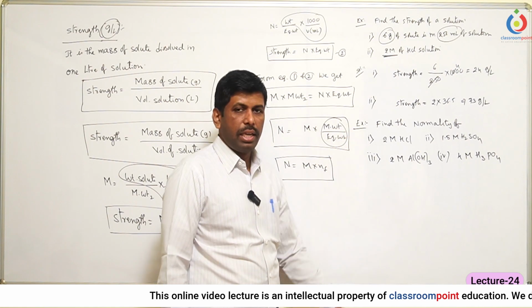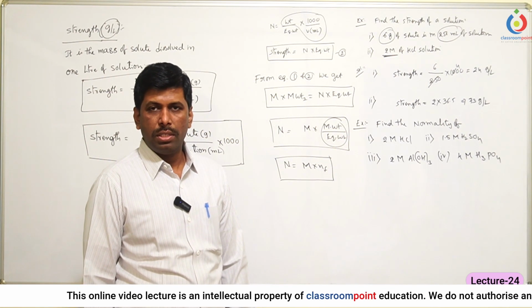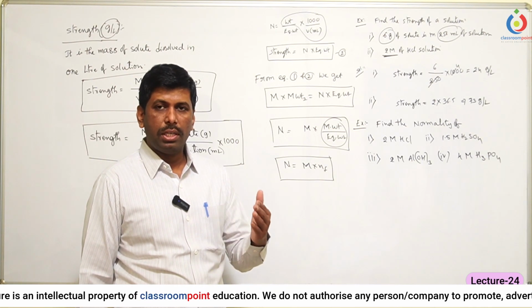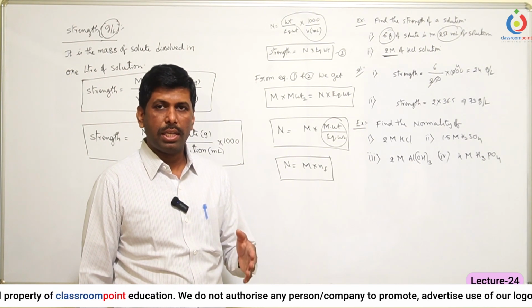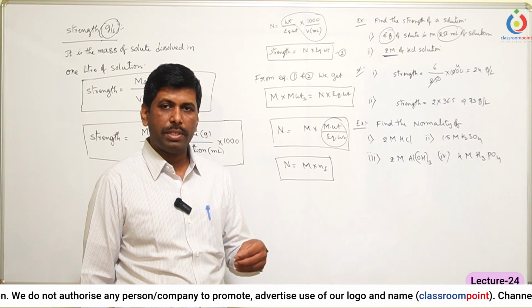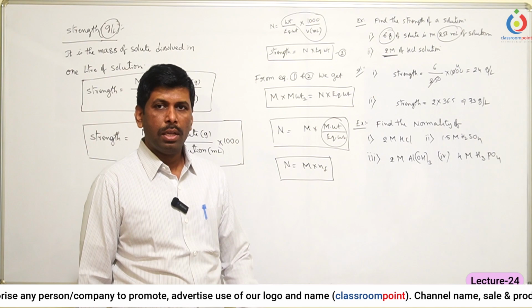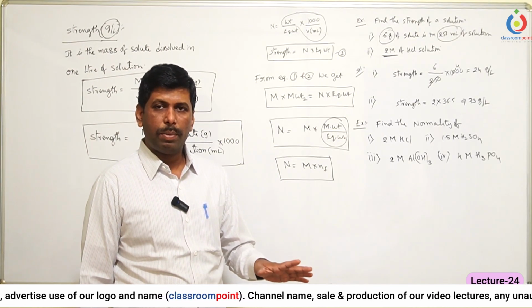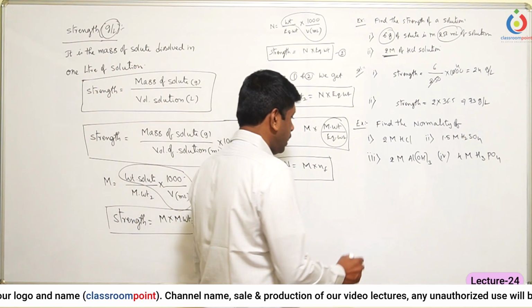Since their reactions are not given, we have to consider their complete ionization process, that is the n factor value: acidity for bases and basicity for acids. We have to consider that the reaction has completely taken place. That means complete neutralization has taken place, with all replaceable H plus ions and OH minus ions involved in that particular reaction.